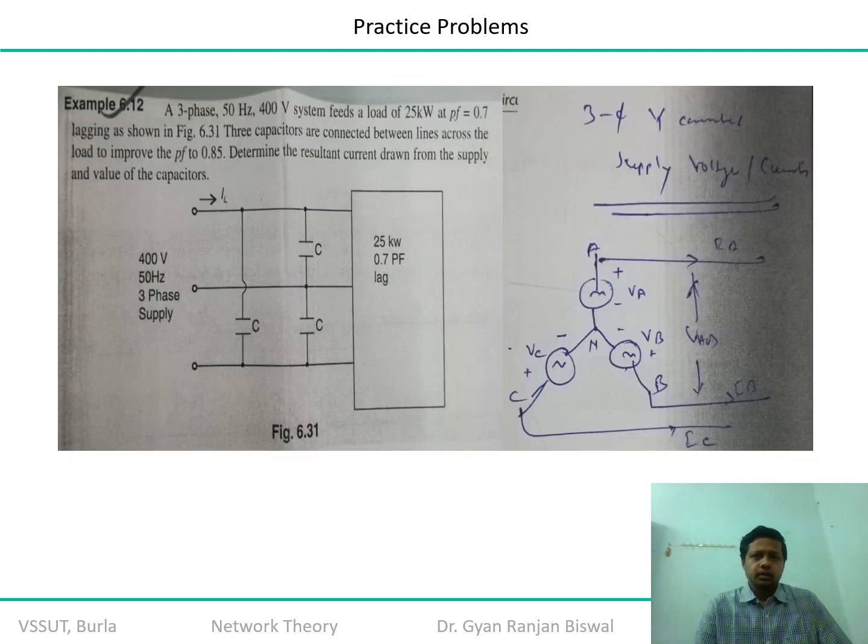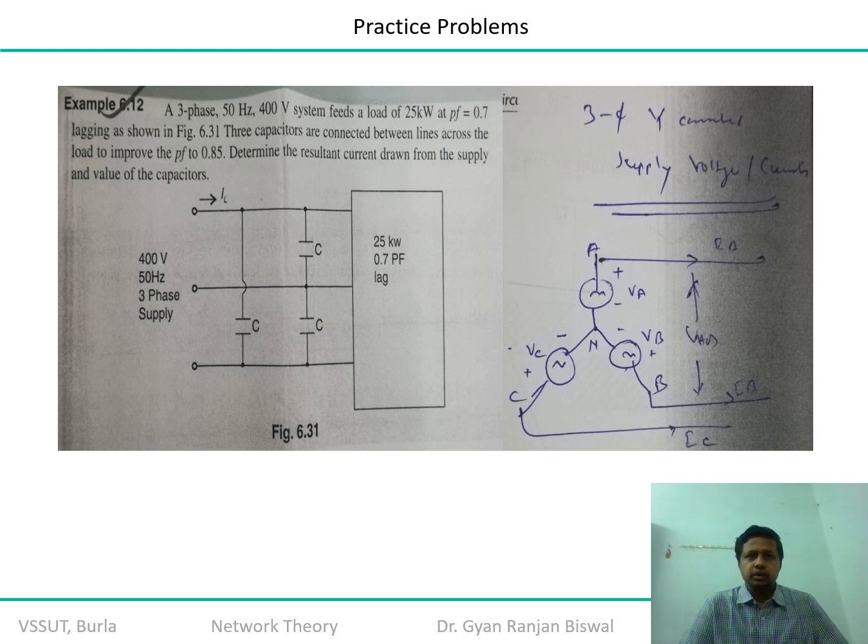Okay, another couple of very interesting problems, with which we are going to move our discussion toward the three-phase side. A three-phase 50 hertz 400 volt system feeds a load of 25 kilowatt with a power factor of 0.7 lagging. Remember, it's an inductive one. As shown in the figure, three capacitors are connected between the lines across the load to improve the power factor to 0.85. So the power factor is lagging at 0.7, and to improve it you have connected the three capacitors between the lines.